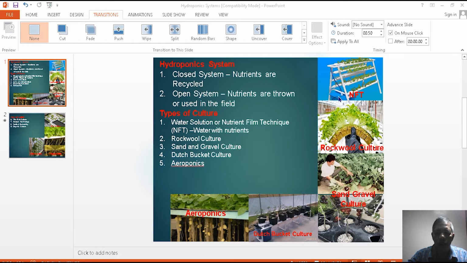The water in the tank containing the nutrient elements is pumped to the upper level of the setup. Then it will move to the different channels in the lower level in order that the plants can absorb the nutrient elements from the flowing water. Then it will flow back to the tank. Then again, it will be pumped to the upper level, and the process is repeated. There's a recycling of nutrients in water.